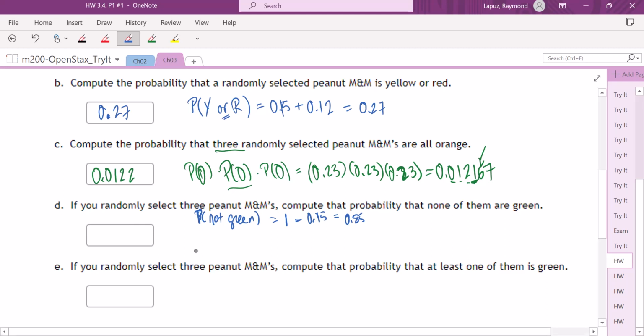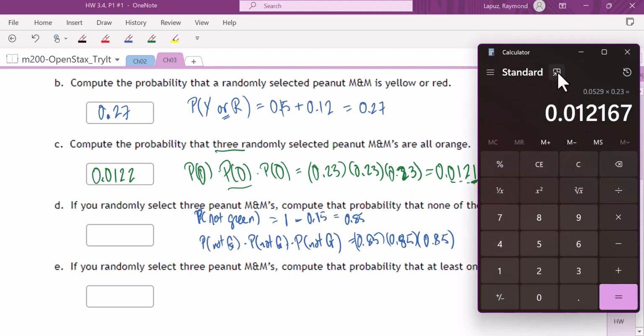And then we're going to want this to happen 3 times, because in none of the picks do we want a green M&M. So we're going to say the probability of not green times the probability of not green again, and then times the probability of not green for a third time. And those are your 3 M&Ms. None of them are green. And so this is going to be 0.85 to the third power. If you prefer to use fewer keystrokes and your calculator can handle it, this is just 0.85 to the third.